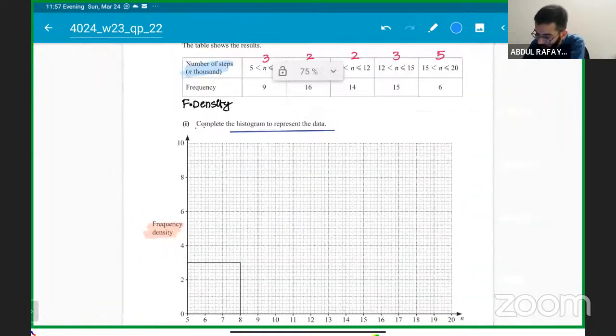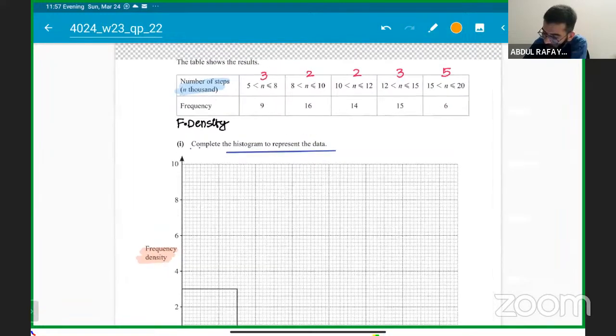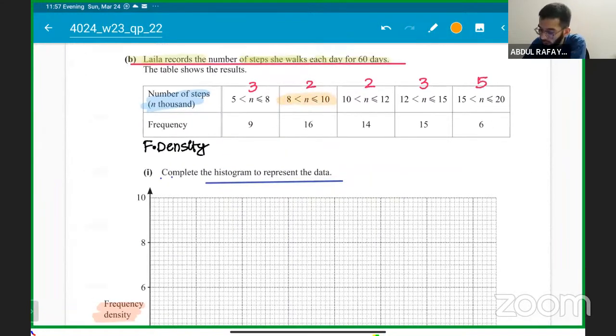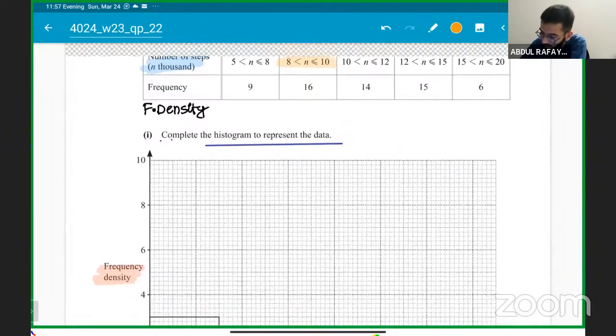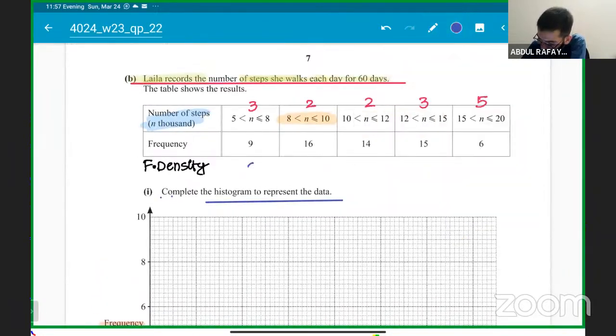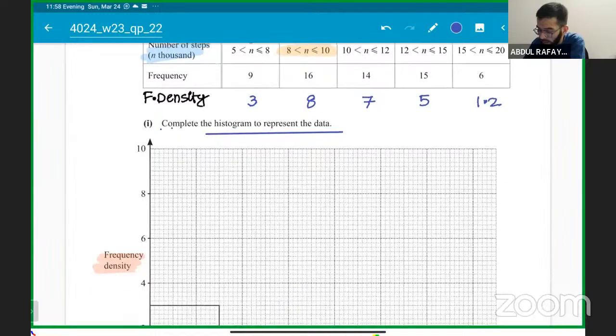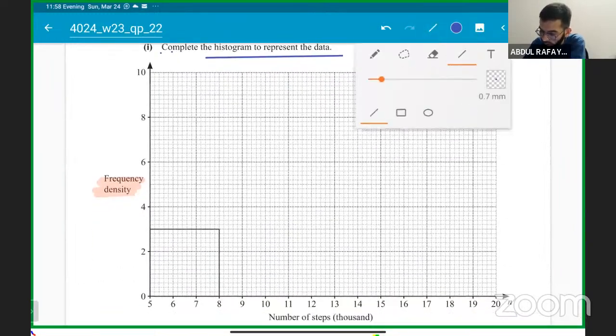Okay students, let's try to draw this. Between 8 to 10 it will be 16 divided by 2. So let's work out the frequency density here. 9 divided by 3 is 3. Everyone should know the formula as well. Frequency density is basically frequency divided by the class width. Frequency 16 divided by 2 will be 8, 14 divided by 2 will be 7, 15 divided by 3 will be 5, and 6 divided by 5 will be, I'm expecting 1.2, right? 6 divided by 5 is 1.2. So that is what we are going to get for the frequency density.